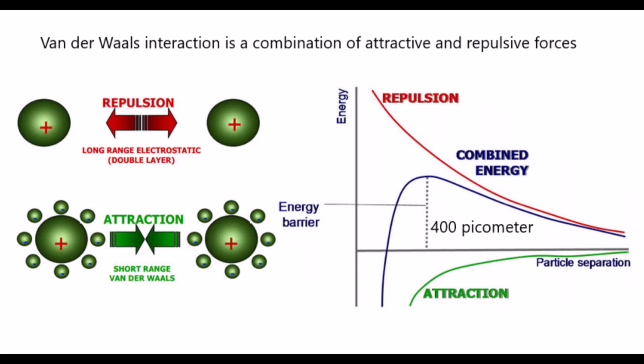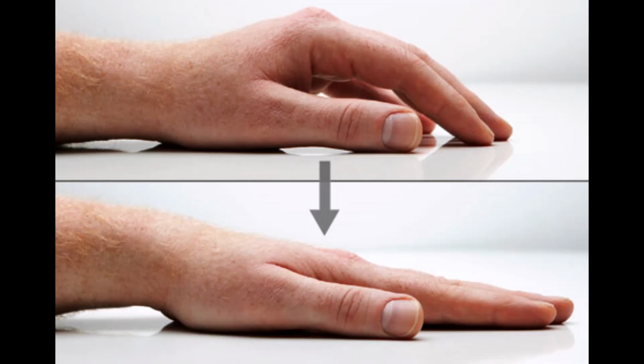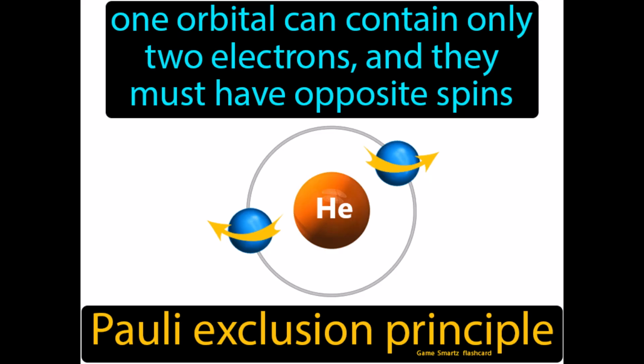At less than 400 picometers, Van der Waals repulsion begins to exceed Van der Waals attraction. So Van der Waals bond strength is a sum of attractive and repulsive forces. The reason you cannot put your hand through a tabletop is the Van der Waals repulsion force between the electrons in your hand and the electrons in the tabletop. This Van der Waals repulsion is a direct result of the Pauli exclusion principle that prevents electrons or any fermion from occupying the exact same space at the same time.